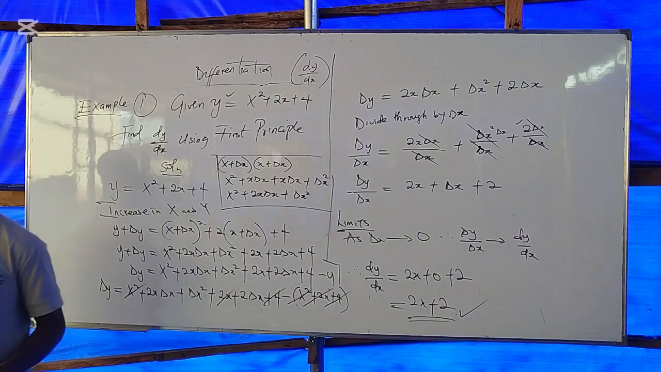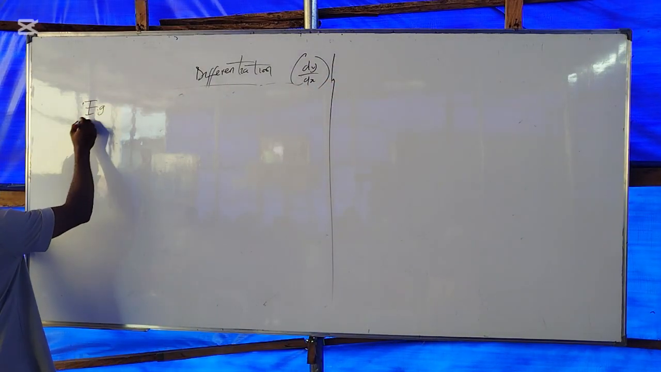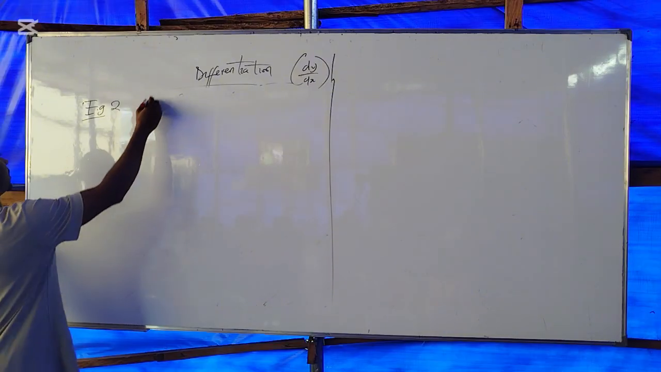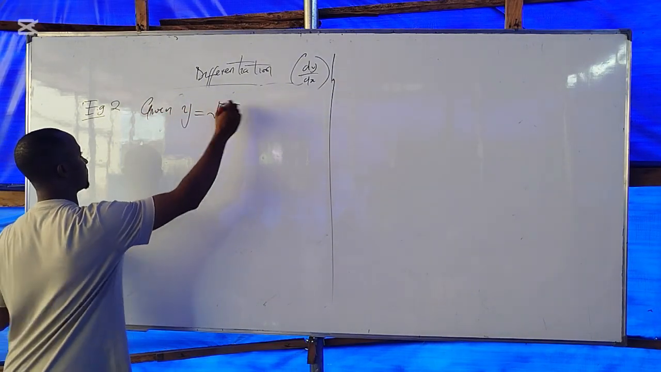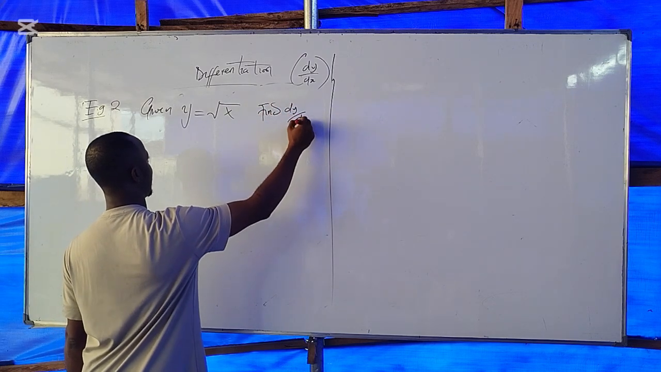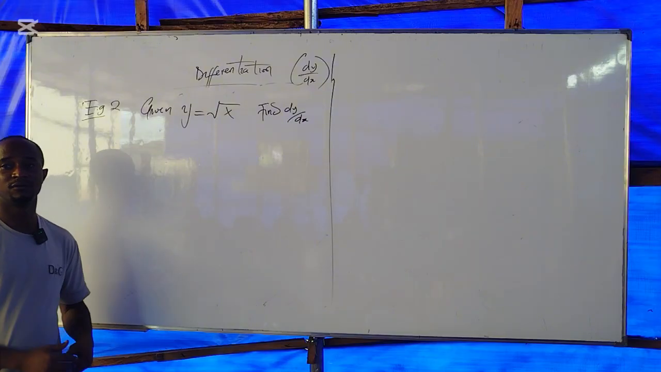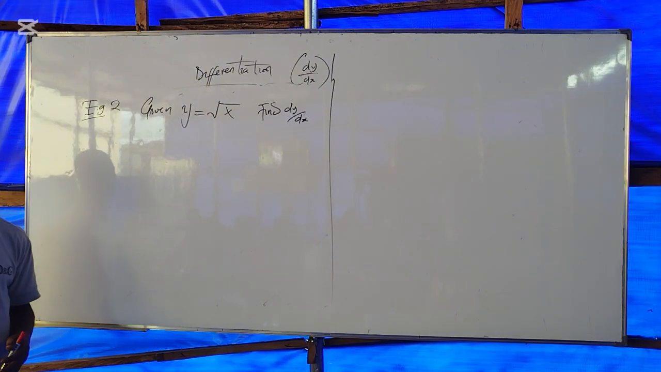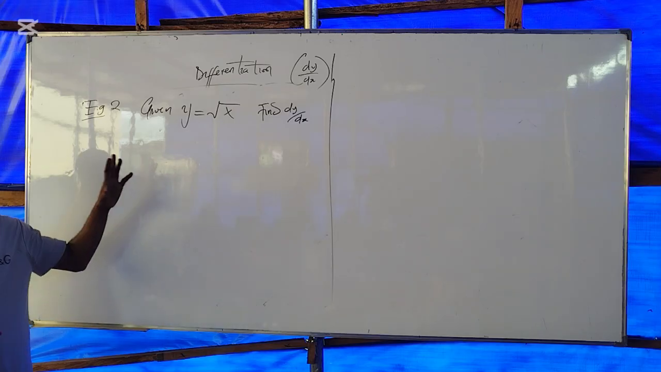Alright, number 2, example 2 under first principle. Listen, if we are given y equals square root of x, find dy/dx using first principle. Now, how do we solve this? The same way we solve the first example. We're going to use the same method here.